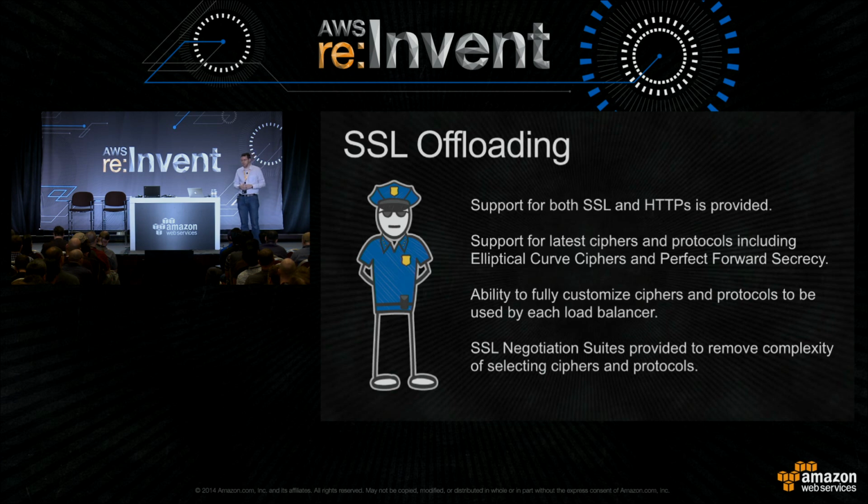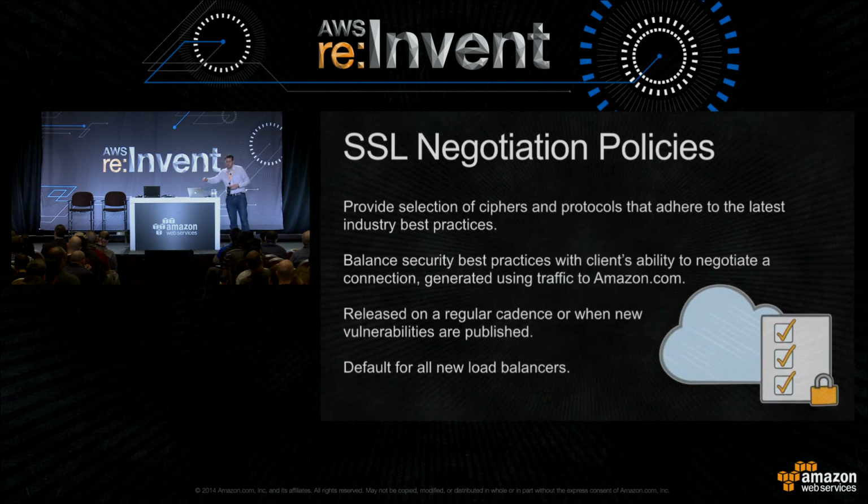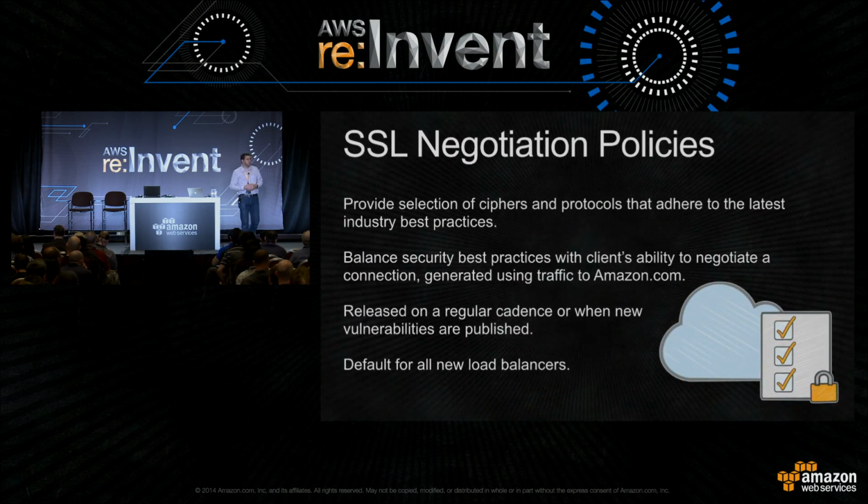Well, we do offer SSL negotiation suites, cipher suites, that you can select. And we publish these at regular intervals. We published one in January of this year, and we published another one on the 10th of October. 2014-10 is the name of the cipher. What these provide is a set of ciphers and protocols that ELB believes are the current best practices based on industry standards.